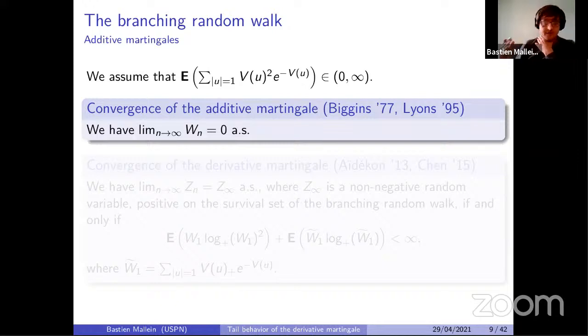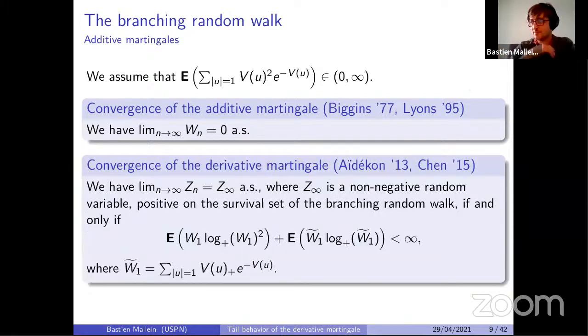Under those conditions of being in the boundary case, the sum of e^{-V(u)} is equal to 1, the sum of V(u) e^{-V(u)} is 0, as well as the finiteness of this third condition. Biggins and Lyons gave a proof that the additive martingale goes to 0 almost surely.